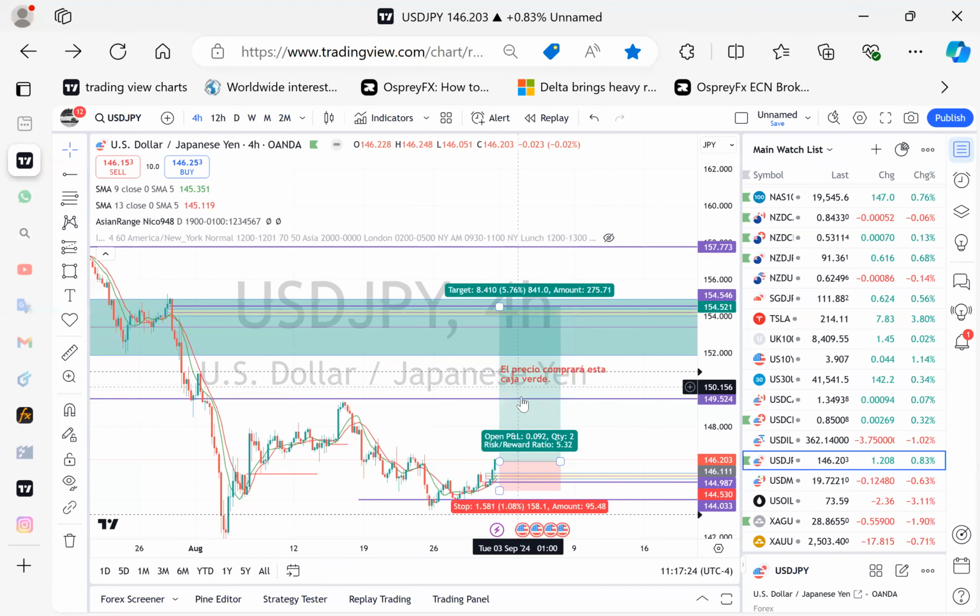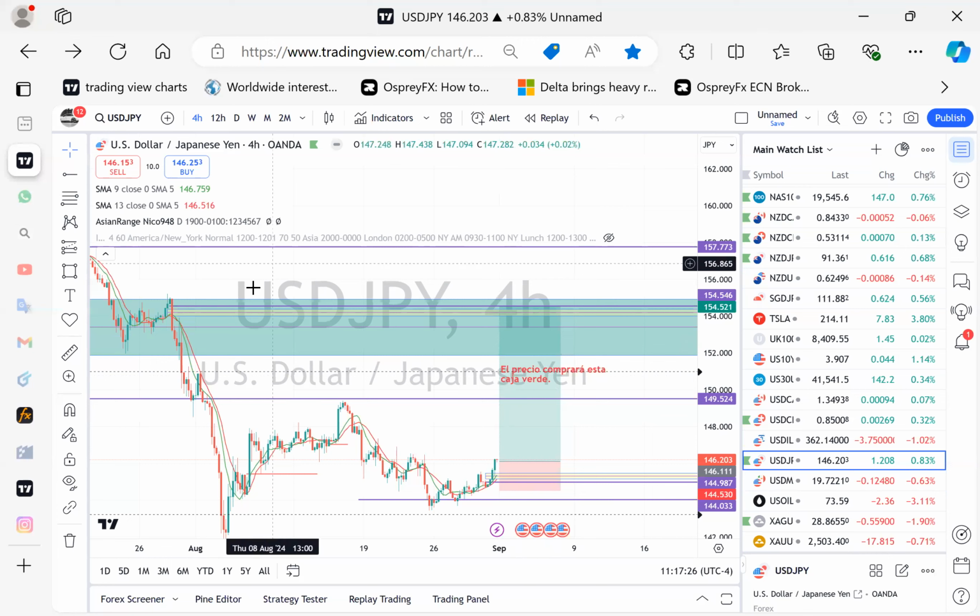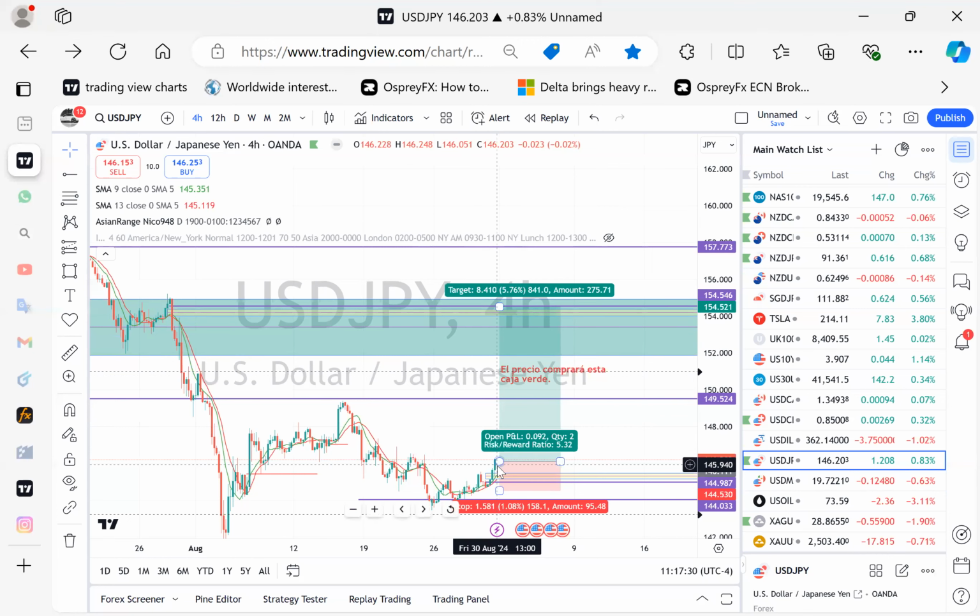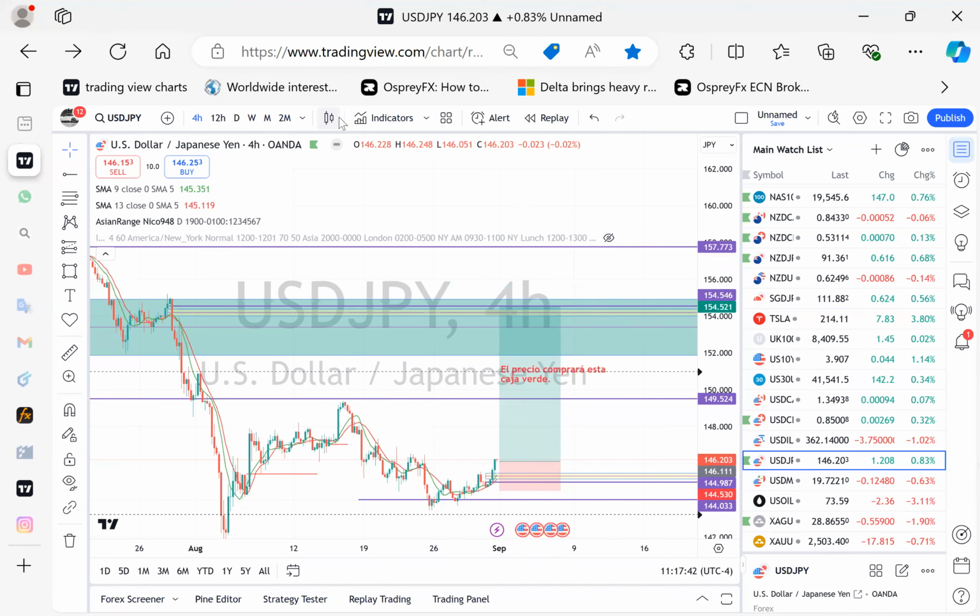So to me, this trade setup is all set in stone. If it pays out, y'all see the pip count on this bad boy? That's 841 pips.